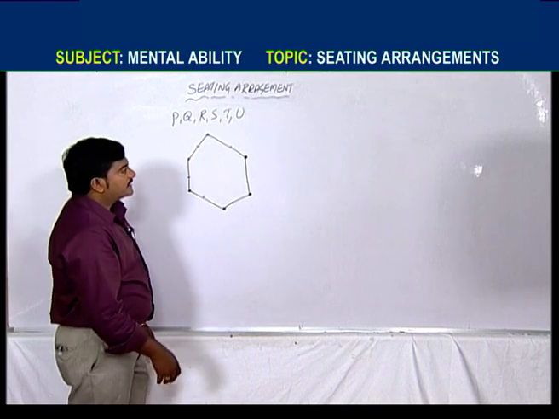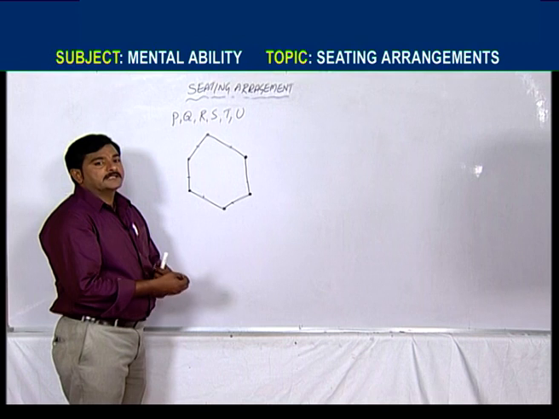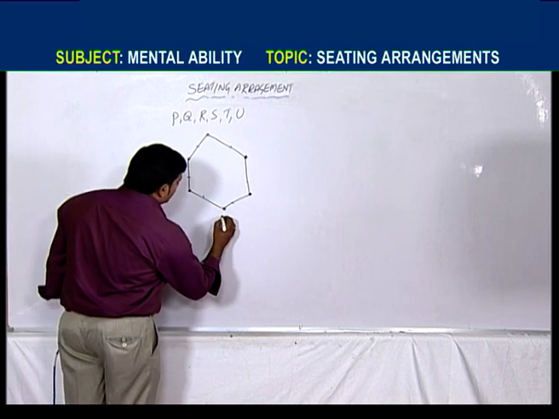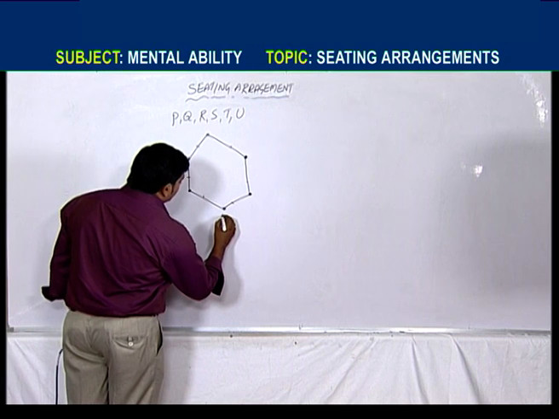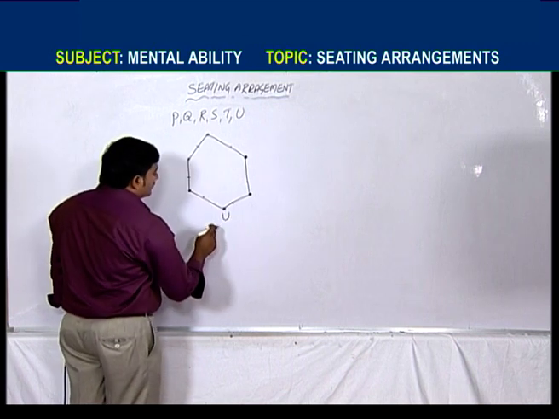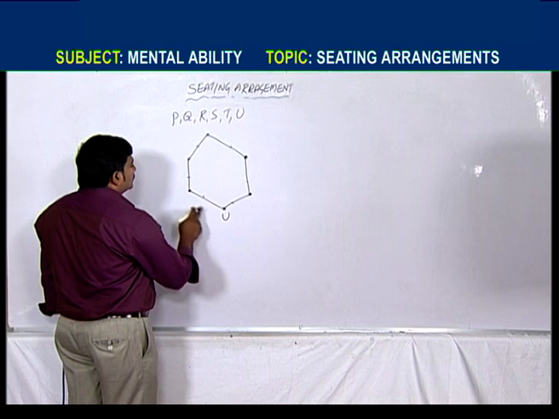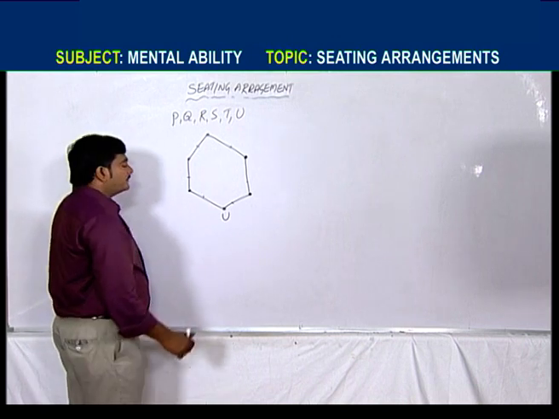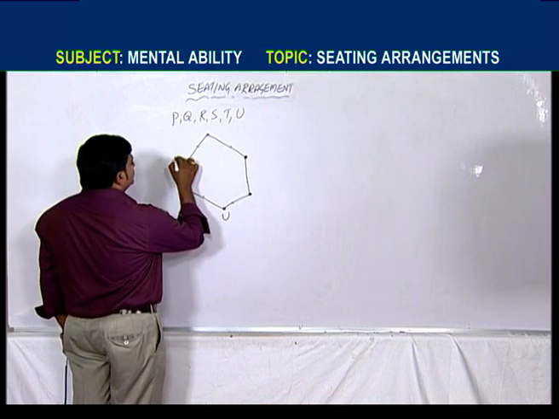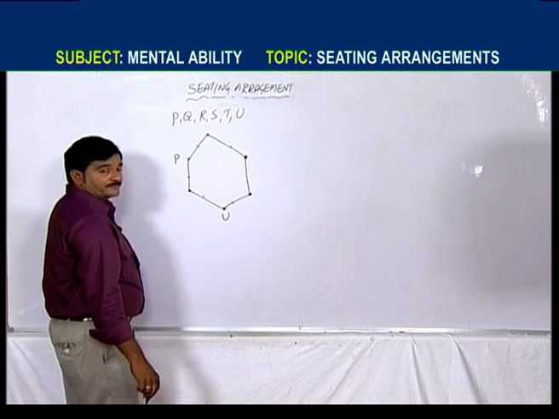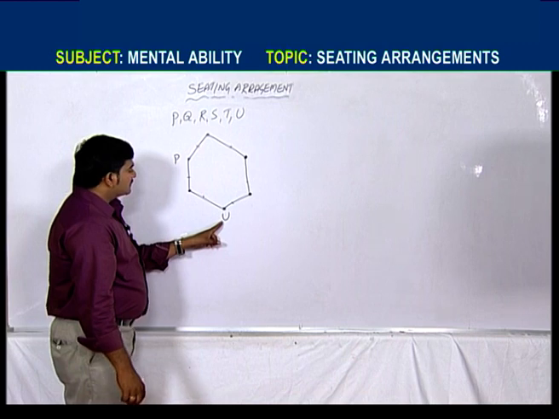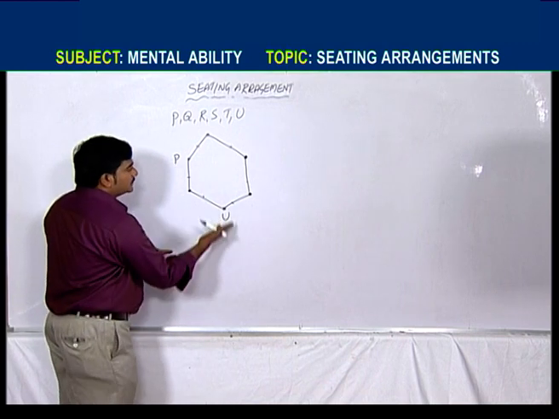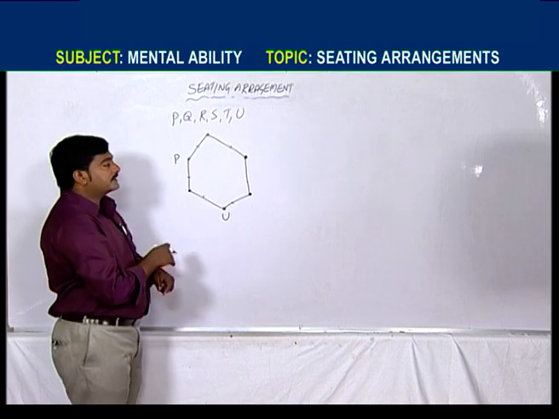So now, what he mentioned here: P is second to the left of U. For example, think that here U is sitting. If U is sitting here, who is the second person from the left of U? This must be whose position? P's position, because P occupies the second from the left of U. U is facing towards the center. Okay, that is very clear.